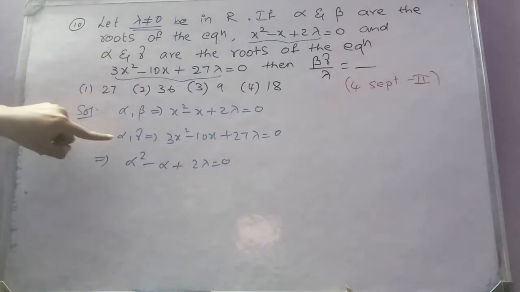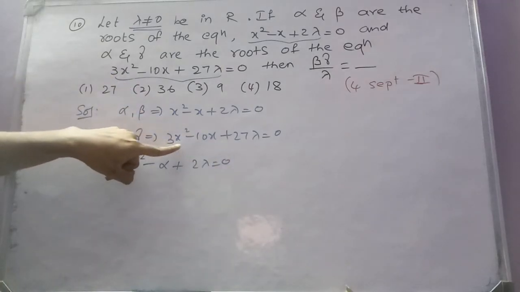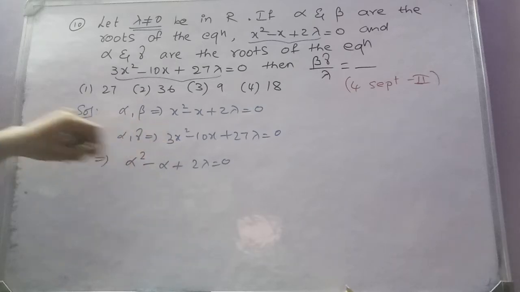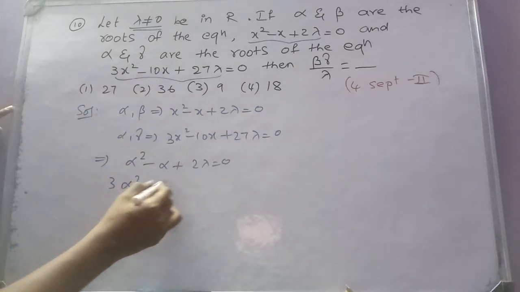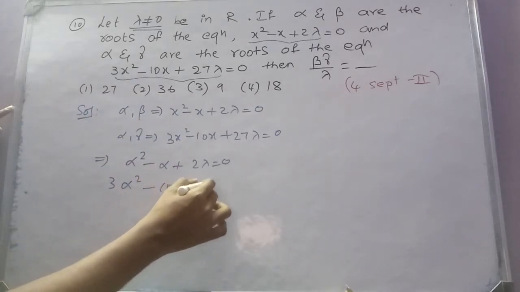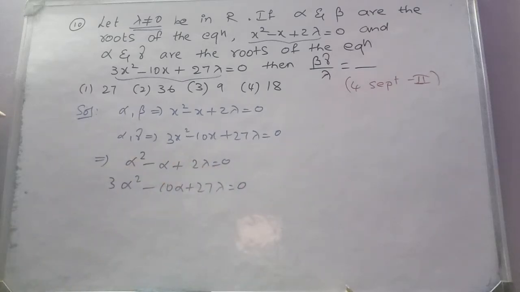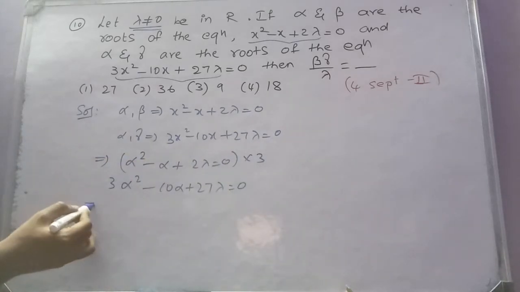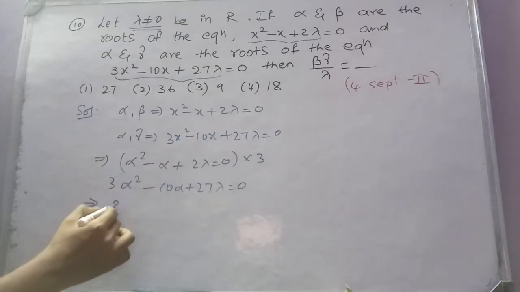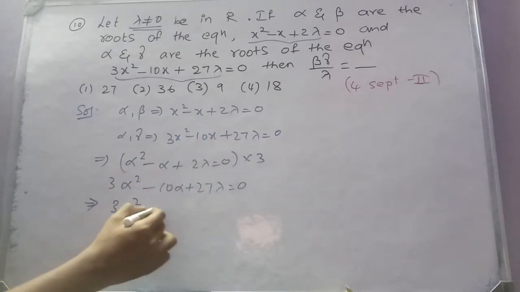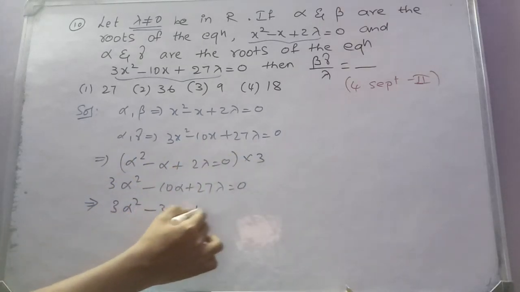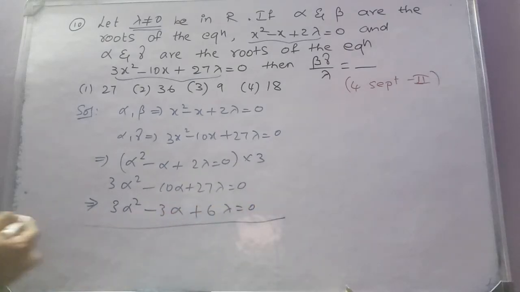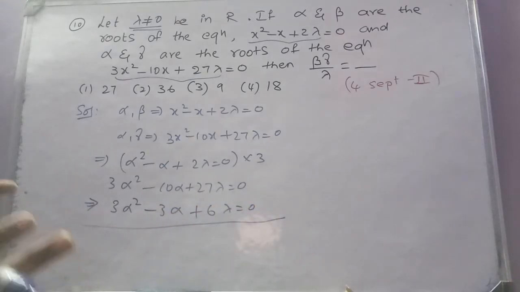And here also alpha is a root of this equation. So in place of x, I can substitute alpha. So 3 alpha square minus 10 alpha plus 27 lambda equal to 0. Let us make sure that the coefficients of alpha square are the same. For that I'll multiply this entire equation with 3 and rewrite it below here. So 3 into alpha square is 3 alpha square and then minus 3 alpha and then plus 6 lambda equal to 0. I'm solving it to find the value of alpha.